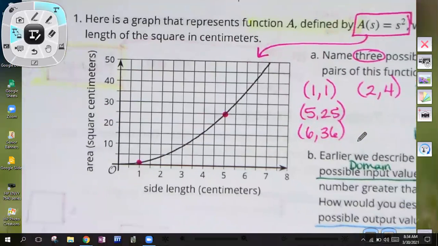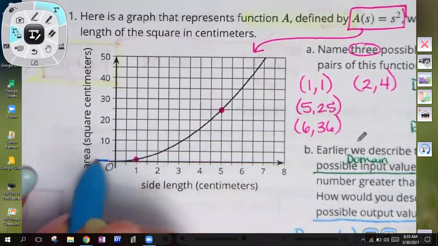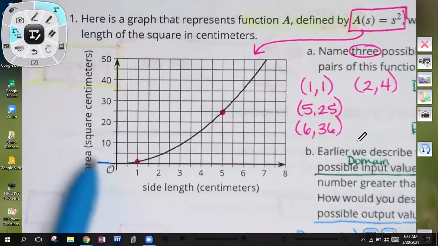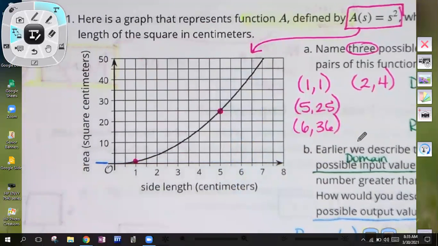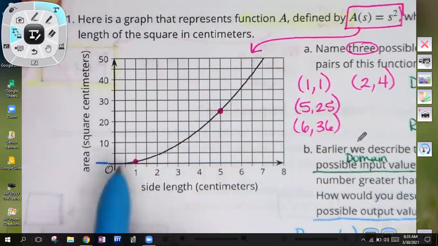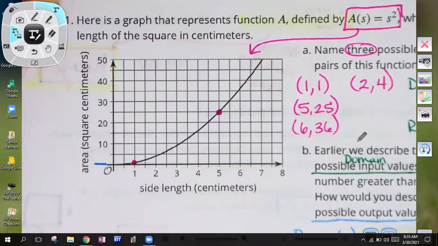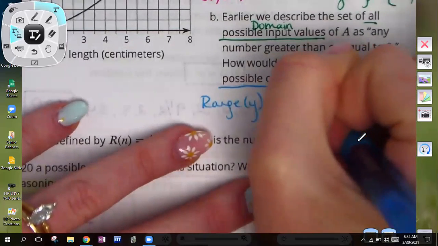So what's the lowest point of our function here on our graph? 0. And what is the highest point on our graph? It goes to 50, but with what we know about area, it could continue going exponentially higher, right? It goes on forever and ever. Okay, so if we start at 0, it can be any number that is greater than 0. So we could just say Y is greater than 0.